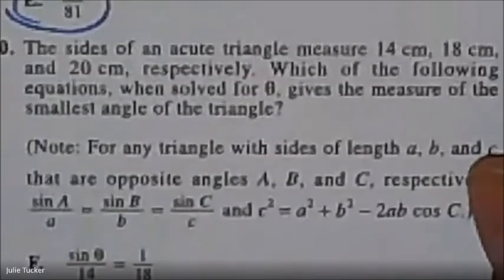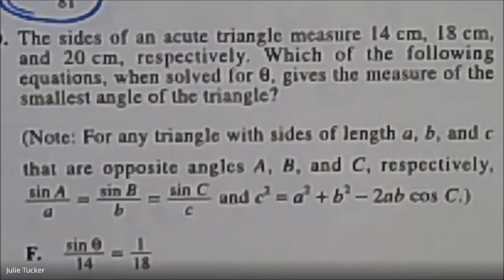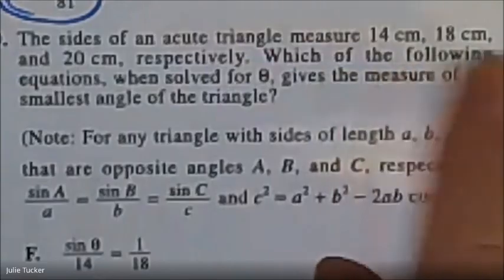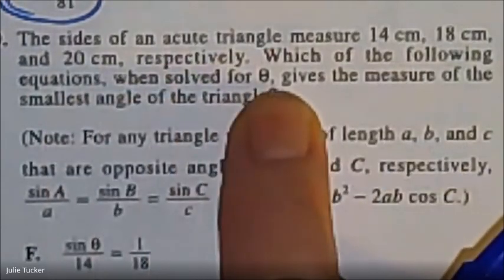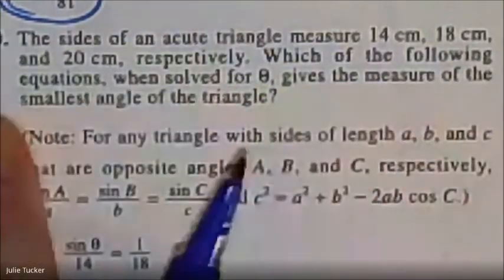Last question. The sides of an acute triangle. Do you remember what acute means? Yeah. It means less than 90 degrees, right? The sides of an acute triangle measure 14, 18, and 20 respectively. Which of the following equations, when solved for theta, gives the measure of the smallest angle?